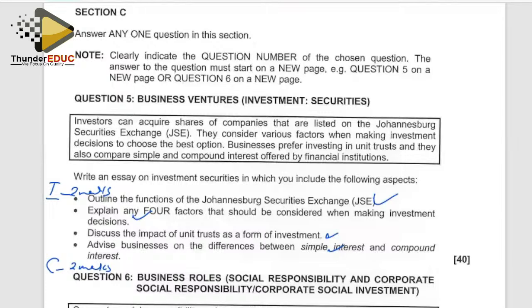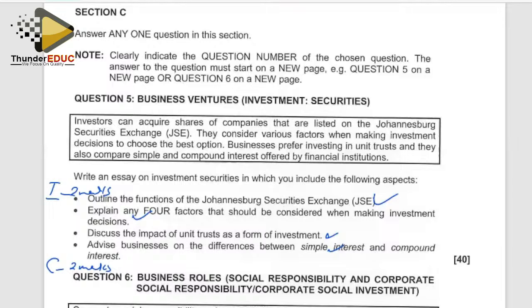Okay, right. So now let's check how best we can conclude our essay. In conclusion of this essay, we are going to say that the Johannesburg Securities Exchange ensures all listed companies operate within certain rules and regulations. Also, a clear understanding of different types of shares will help investors to make the right choices or decisions.